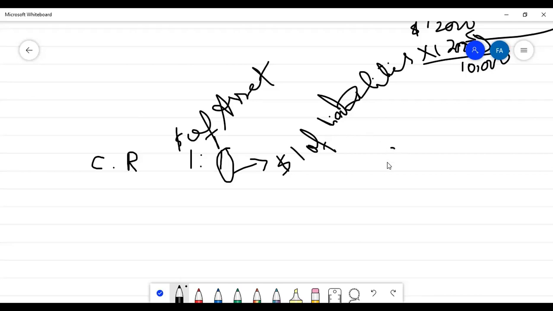The formula for this, because we discussed everything other than the formula, is current assets divided by current liabilities. The denominator is current liability. CR is equal to CA divided by CL. CA is the total of current assets, whatever items are there in the balance sheet. CL means the total of current liabilities. Many times it's only the accounts payable, but sometimes there will be other payables too.